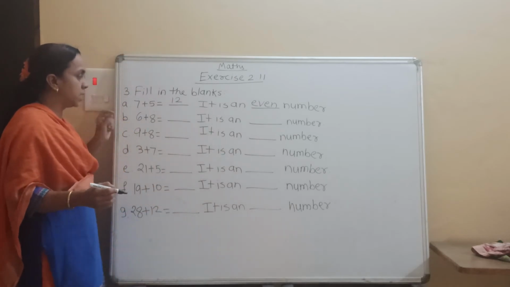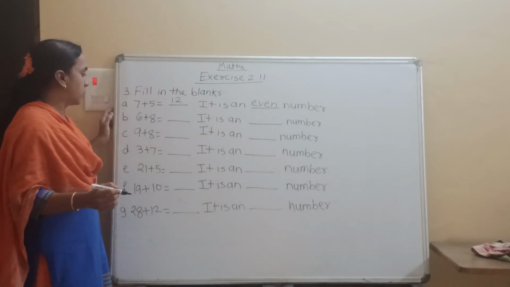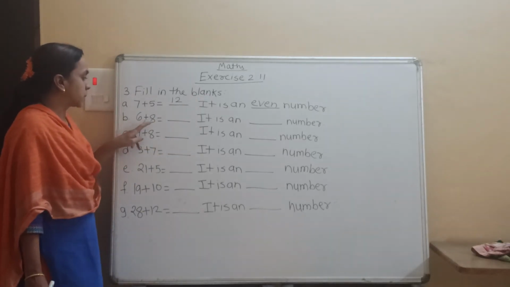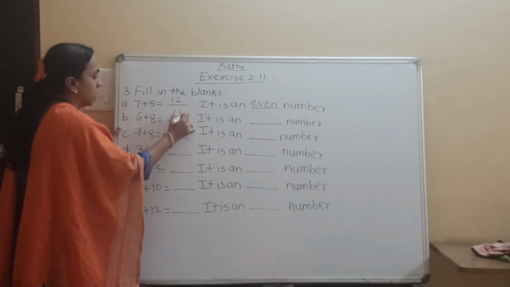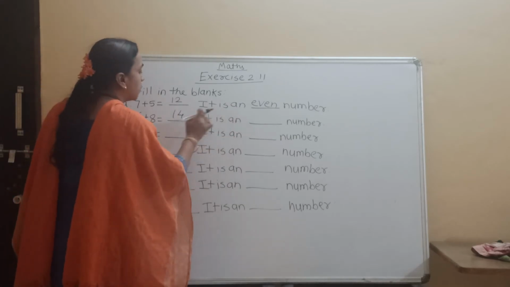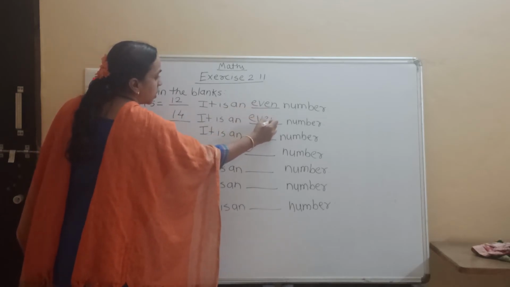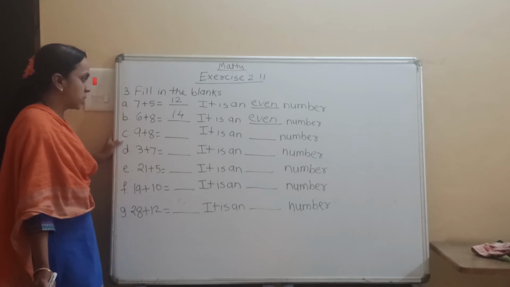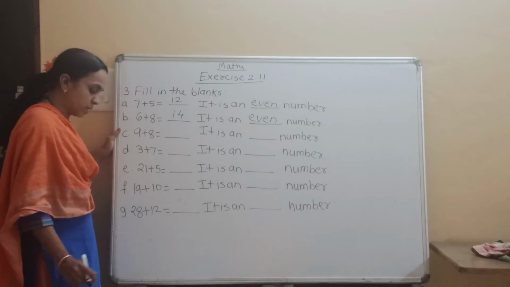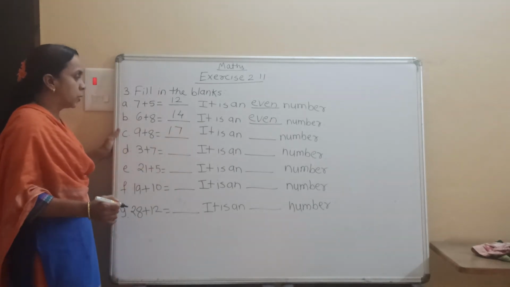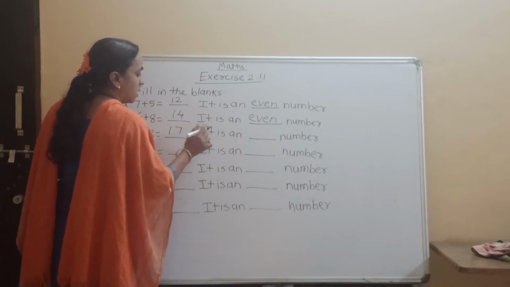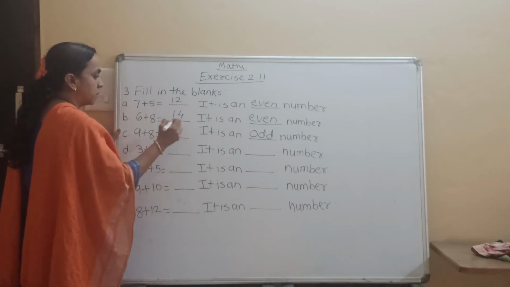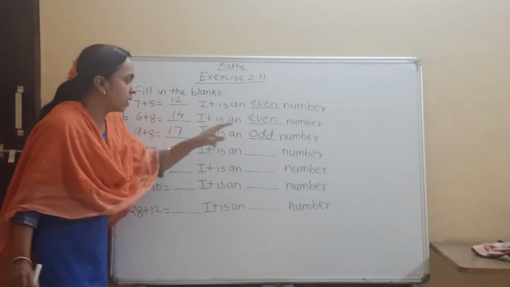Numbers that are present in the table of 2 are known as even numbers. So we have to write even there. Now see B question. 6 plus 8, how much? 14. 14 is also present in the table of 2, so this is also called an even number. Then C question is what? 9 plus 8, how much? 17. So 17 is an odd number, so you write down here odd.